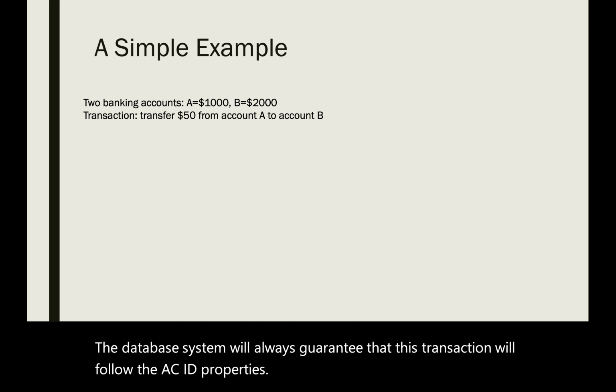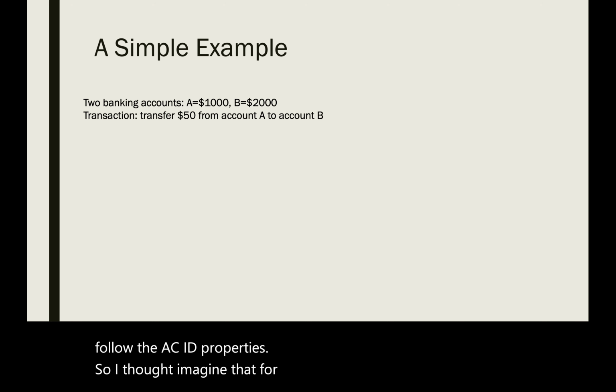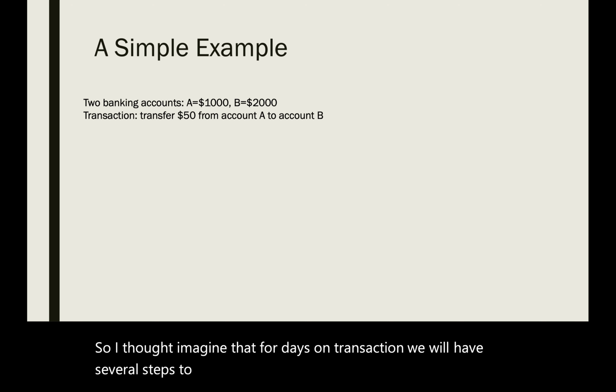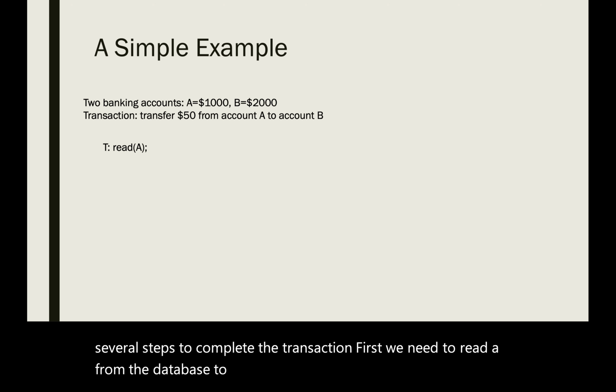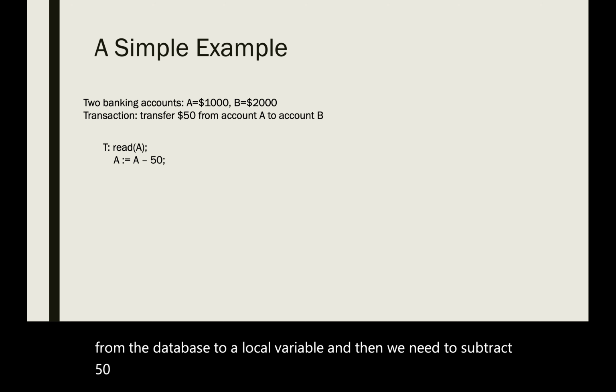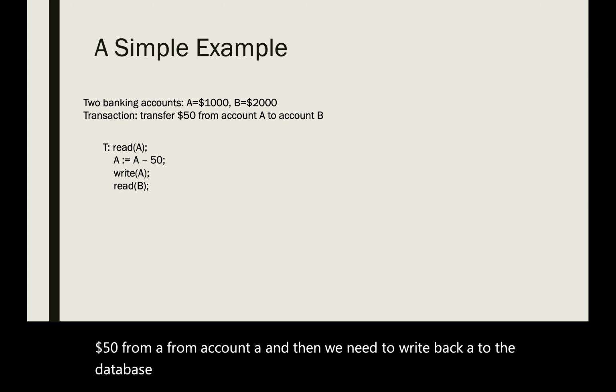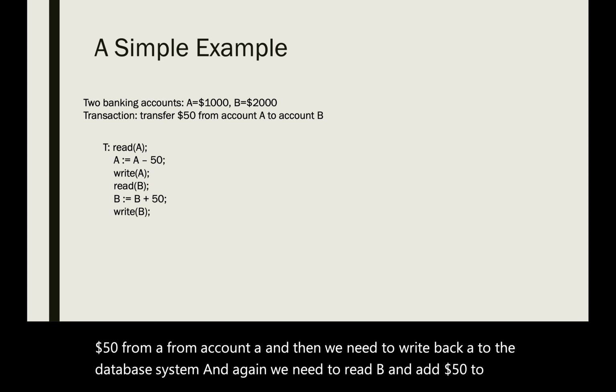So imagine that for this transaction, we will have several steps to complete the transaction. First, we need to read A from the database to a local variable. And then we need to subtract $50 from account A, and then we need to write back A to the database system. And again, we need to read B and add $50 to B and write back B to the database system.